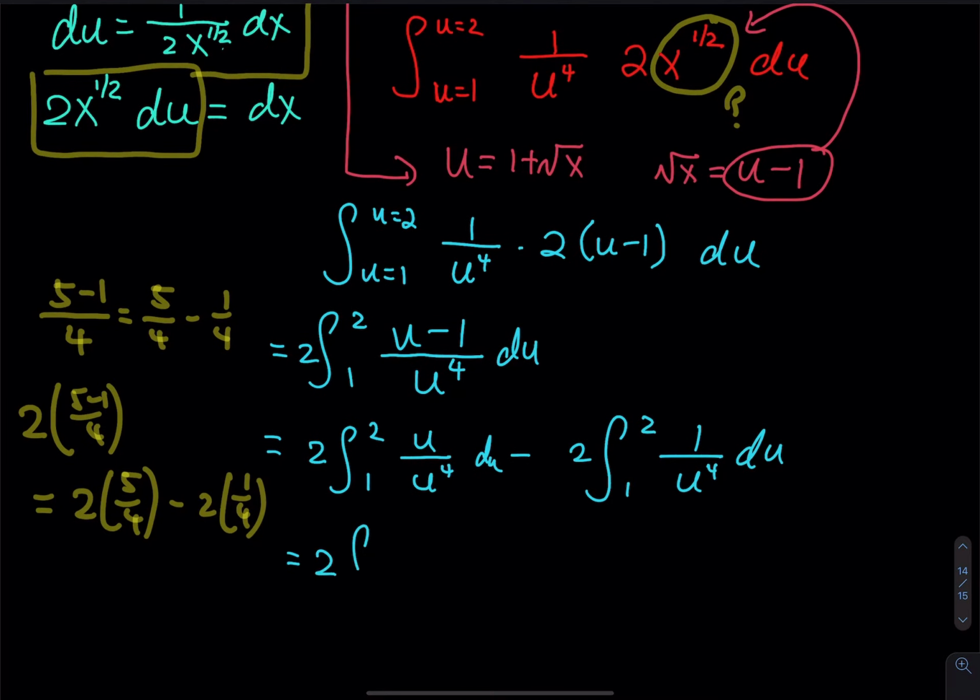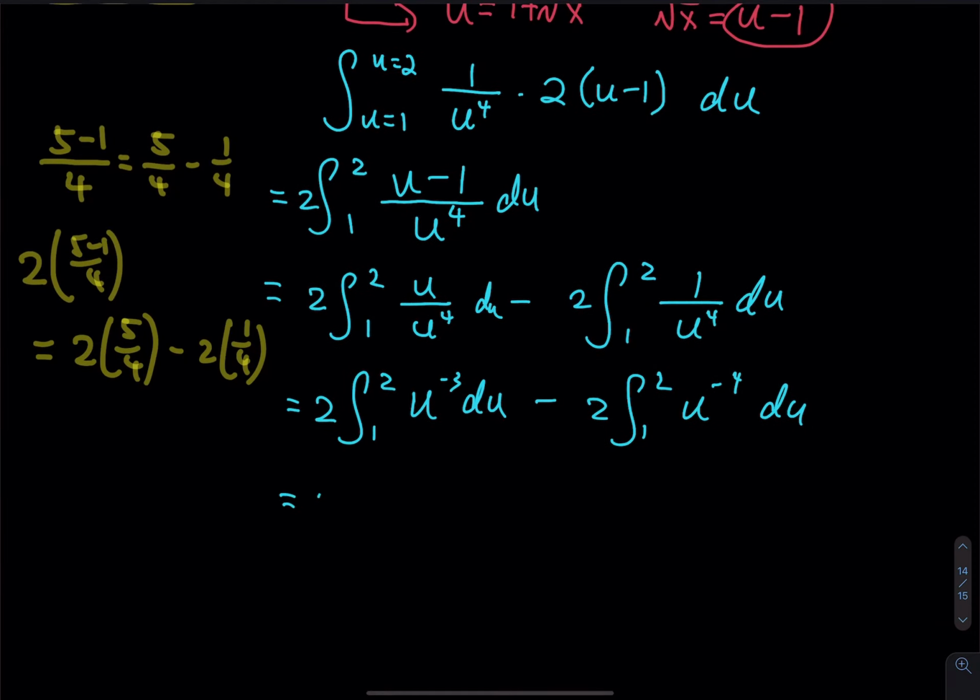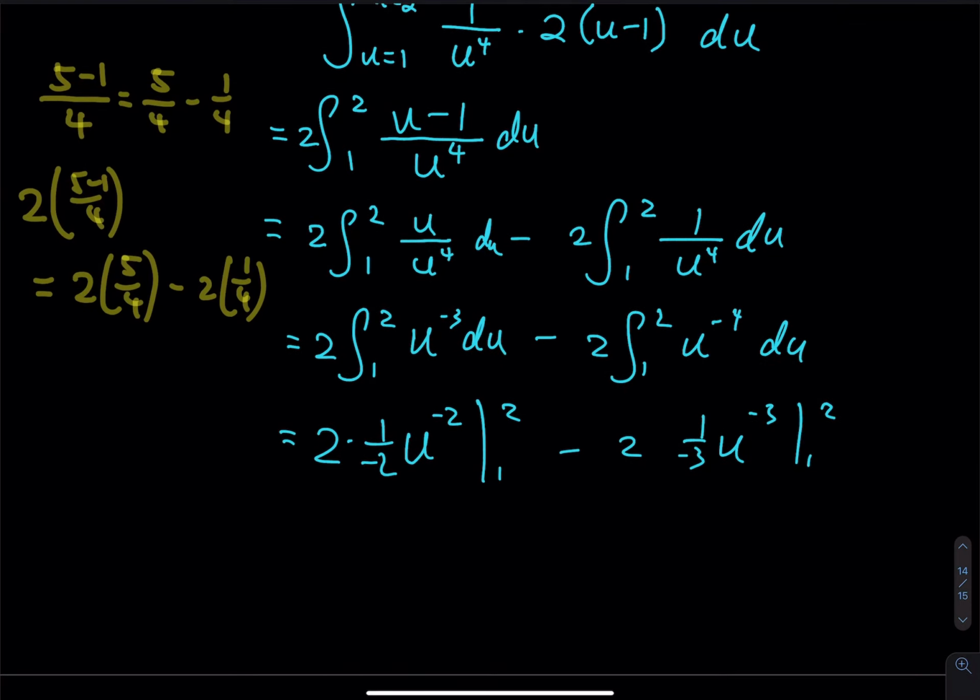Okay, 2 times the integral from 1 to 2 of u to the negative 3, minus 2 times the integral from 1 to 2 of u to the negative 4, du. Simple power rule. So we have 2, this is a plus 1, 1 divided by that. Plus 1, 1 divided by that. Okay. So we have a negative 1.